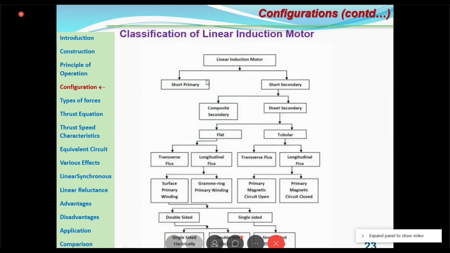Classification means you can have the linear induction motor: short primary, short secondary, double primary, coreless type, composite secondary, sheet secondary, flat and tubular type, transverse and longitudinal, surface primary winding, gram primary winding. Different types are there, single entity is there, double entity is there. So you can have different classification areas of linear induction motor. We will see some of them.